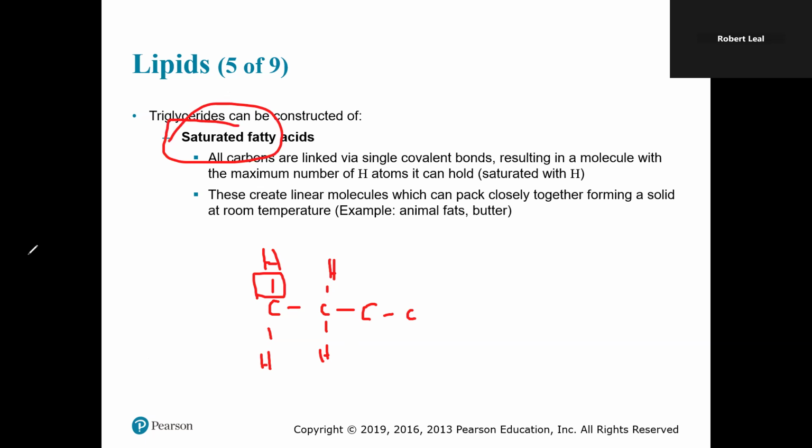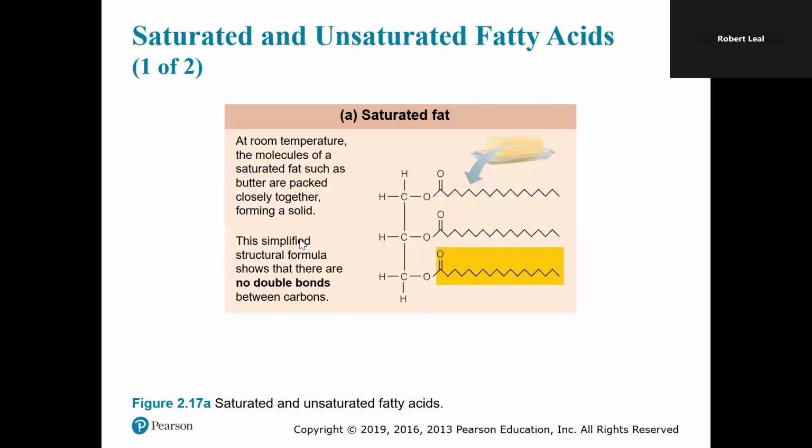So anytime you have a lipid and all you see are single bonds, we say it is saturated. Now imagine the other slide's going to say unsaturated. Let's have a look at that real quick. No, they're showing us saturated. So think of lipids that at room temperature form a solid, like butter or lard. They have single bonds all between the carbons.